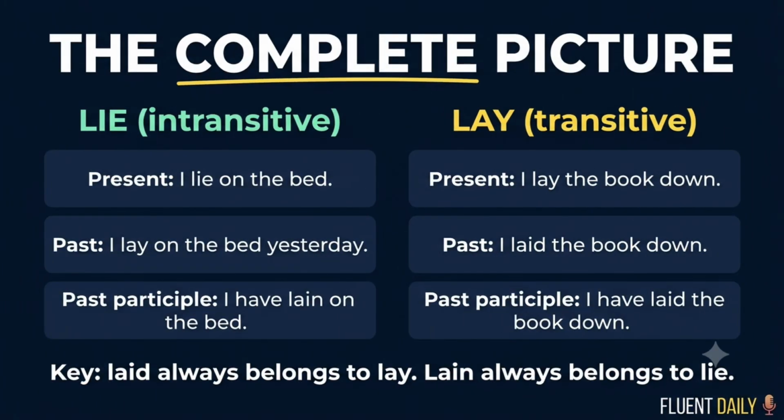Here is the complete picture. Present tense, lie, lay. Past tense, lay, laid. In practice, I lie on the bed right now. I lay on the bed yesterday. I lay the book on the table right now. I laid the book on the table yesterday. The key to keeping them straight is the past tense collision. Remembering that lay as a past tense means you were reclining in the past, while laid always means you were placing something.